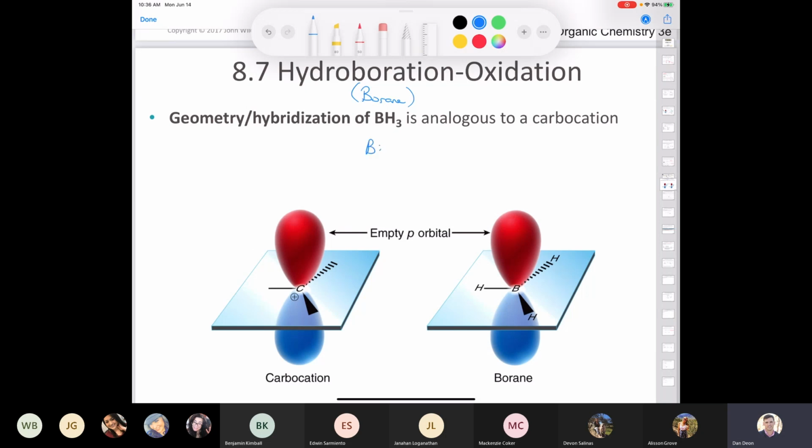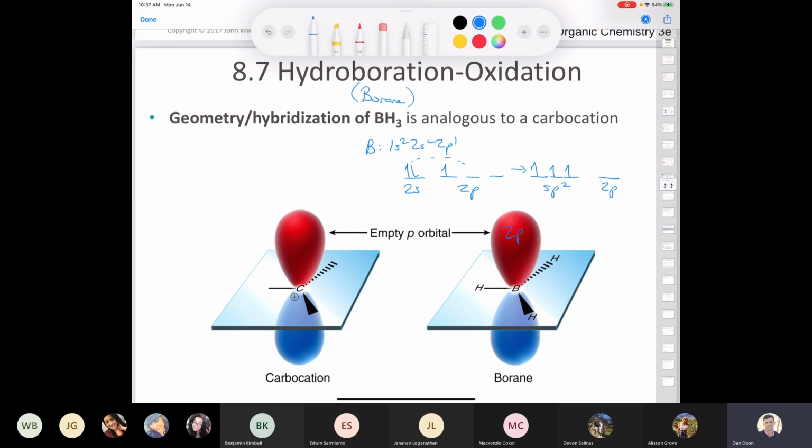Well, boron is 1s2, 2s2, 2p1. So you have a 2s orbital with 2 paired electrons. Then you have a 2p orbital that has 1 unpaired electron. So you promote one of these over here, and then you end up with sp2 orbitals, 3 of them that are degenerate. You have unpaired electrons in each of these, and then you have a 2p orbital that's unhybridized, right? So that's what they're showing here. This is the 2p orbital.